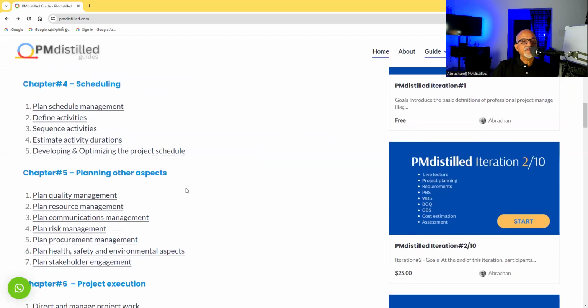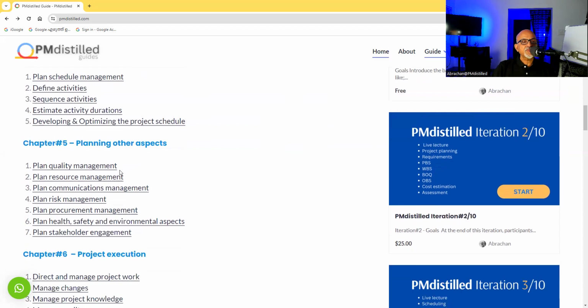Then in chapter 5, we discuss planning other aspects of project management like quality management, resource management, communications management, risk management, procurement management, health, safety, and environmental aspects, and plan stakeholder engagement. So without these things, our plan and schedule will remain incomplete. So here, chapter 5 covers these things.